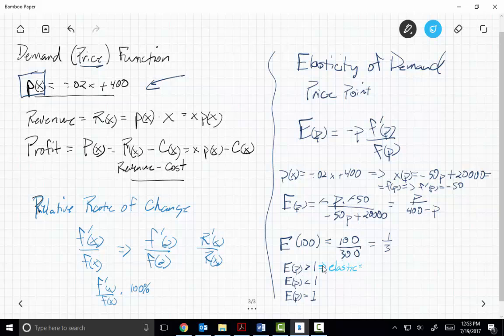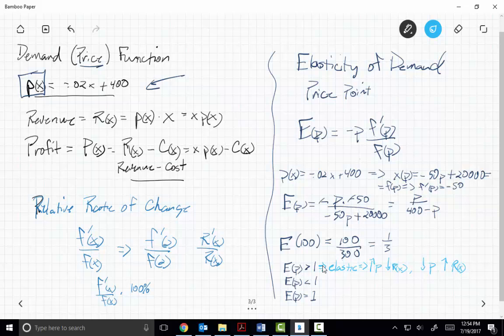Okay? Now, you ready? Because this can get a little bit crazy. If the price is elastic, an increase in p implies a decrease in revenue, R of x. Okay? A decrease in p, in the price of the commodity, implies an increase in revenue. So, raise prices, revenue drops. Don't raise prices. Decrease prices, revenue goes up. Might want to drop our prices.